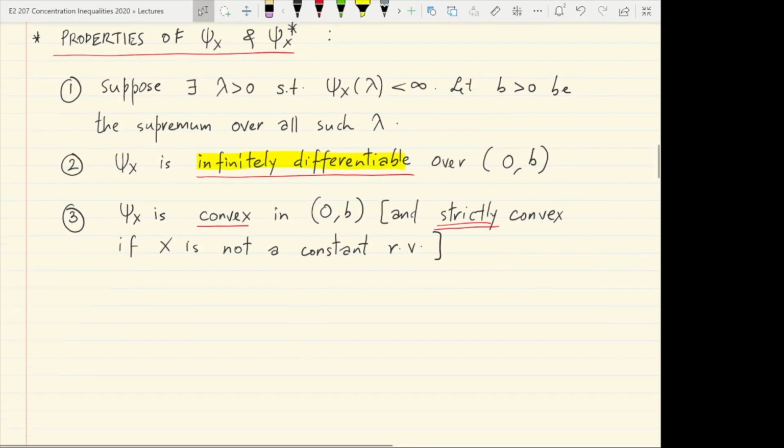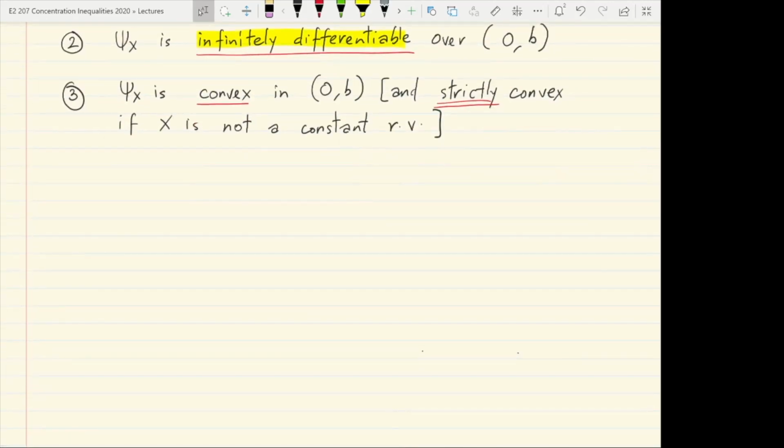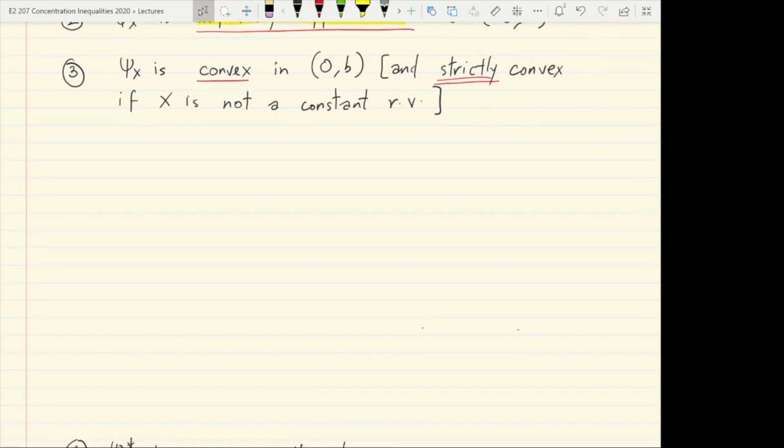The last property is that Cx is actually a convex function in 0 to b. So Cx is always a convex function, and in fact it is strictly convex if x is not a constant random variable. So if x is anything other than a trivial or an unchanging random variable, then you get a strictly convex function Cx. So why is this? Let us quickly show why this convexity property holds.